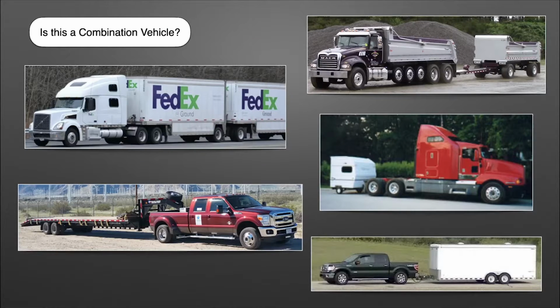The first question you have to ask is, is it a combination vehicle? That's pretty simple. Does it have trailers? That's what combination vehicle means. So looking at each of these examples, we would answer yes. Even with this goofy looking thing, this truck tractor pulling this itty bitty little camper trailer, it still would be a combination vehicle. Same thing with this Ford F-150 right here, pulling this enclosed box trailer. This is a combination vehicle.